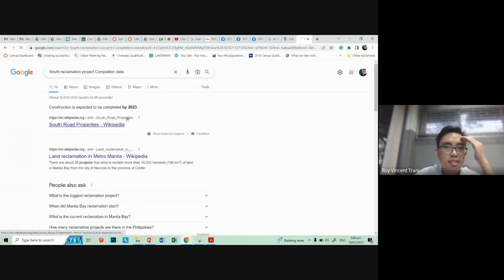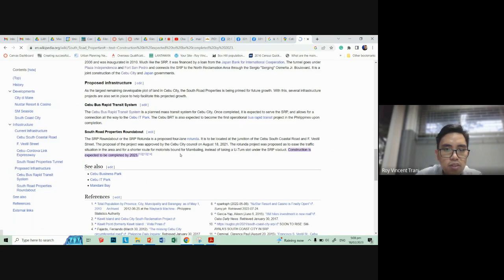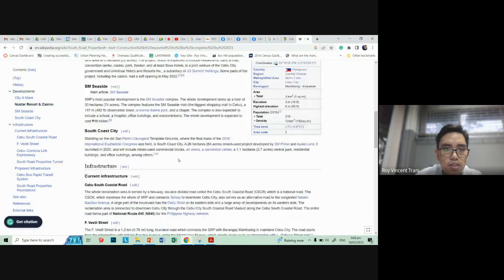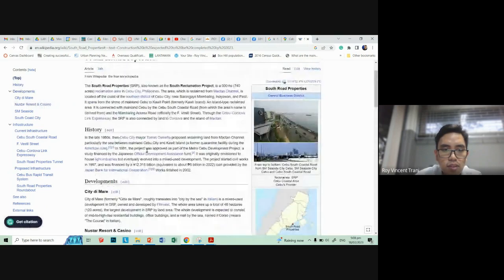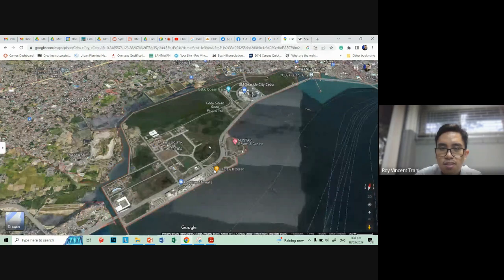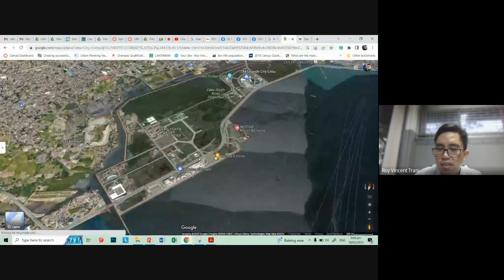What does it say, 2023? Southward Properties. The first part was completed. Let's see. History, 1980s. The project started civil works in 1997 and was financed. Construction works of the land was completed in 2002. So it's been 20 years. And you can see it's still not fully occupied.